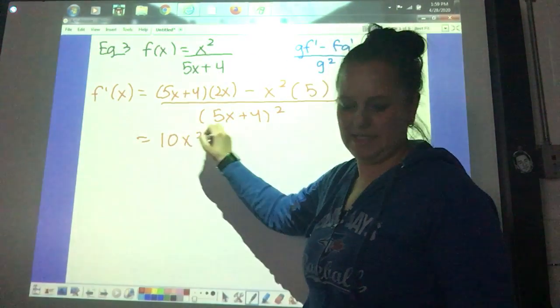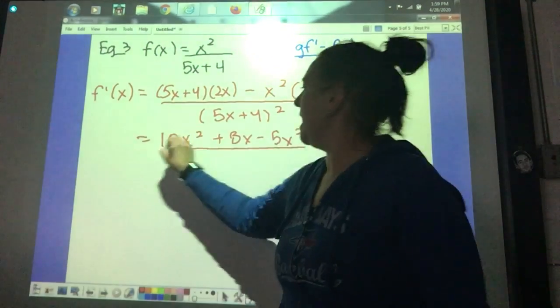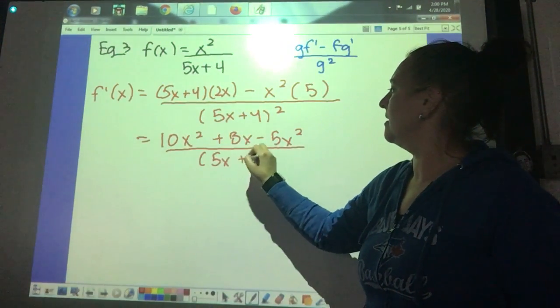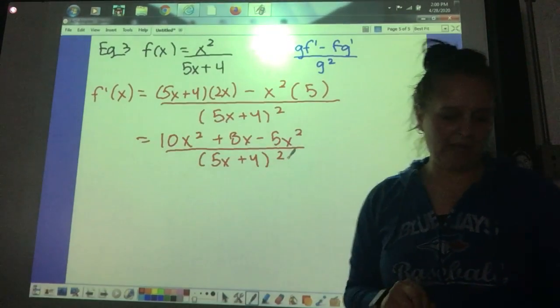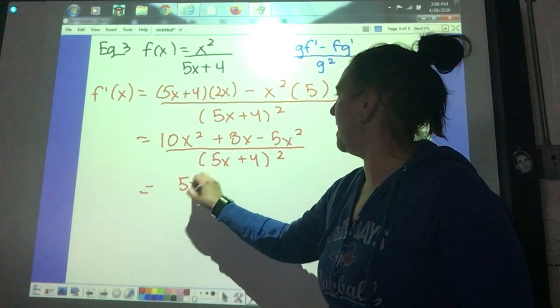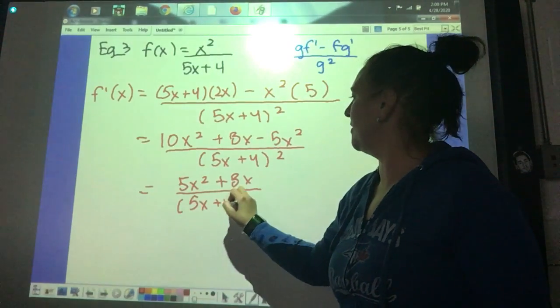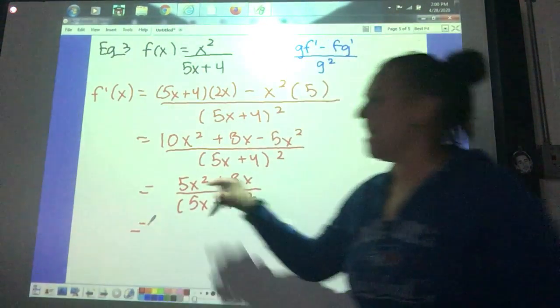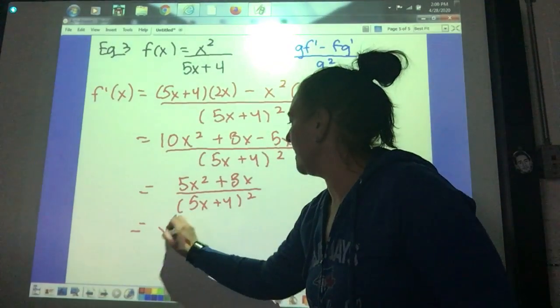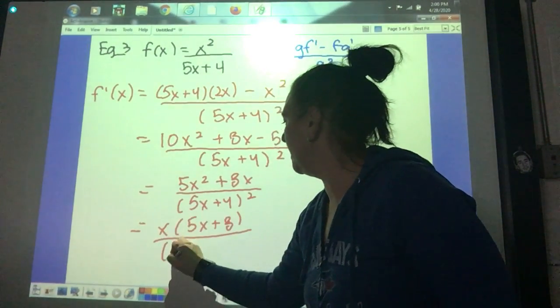So that should give us 10x squared plus 8x minus 5x squared. I'm not going to actually multiply out the denominator. It's okay if I leave it like that. I can simplify a little bit further. This should give me 5x squared plus 8x. Again, it's okay to leave the denominator as it is. And I have a common factor. I'll factor out the x, and that should be as low as I can go.